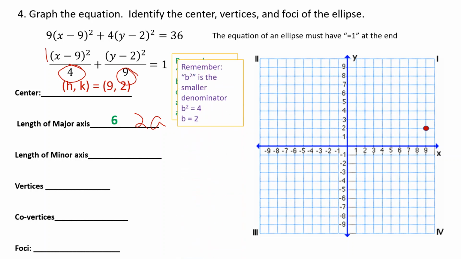The minor axis is always the b squared. I get the minor axis length from the b squared term, which is the smaller denominator. Since b squared is 4, that means b is 2. And the length of the minor axis is 2b, which means 2 times 2, that's a 4.